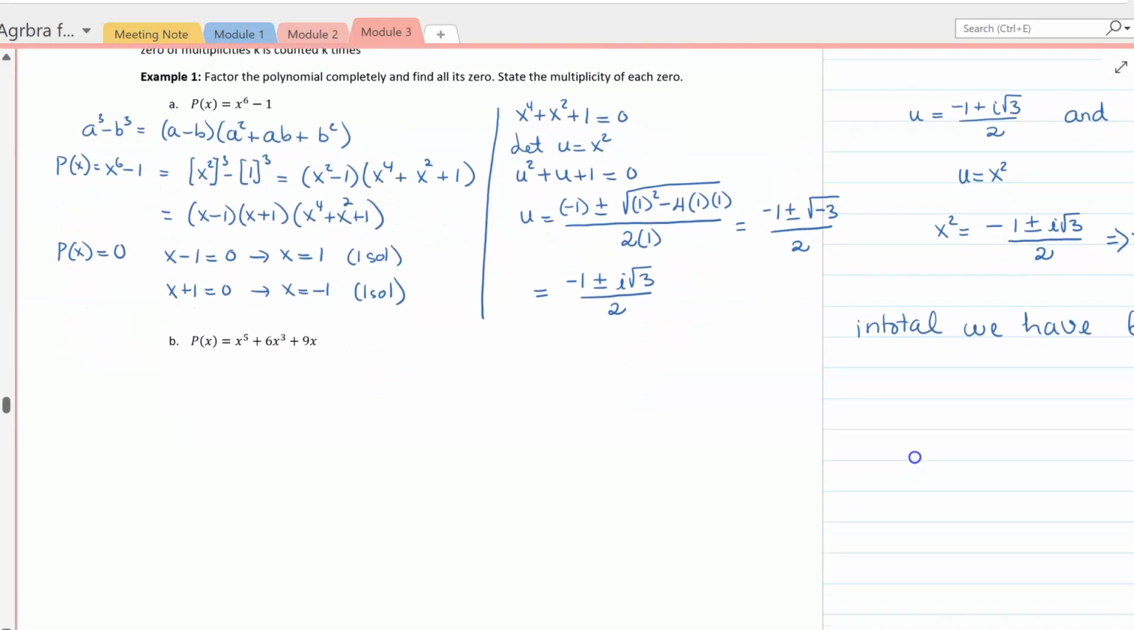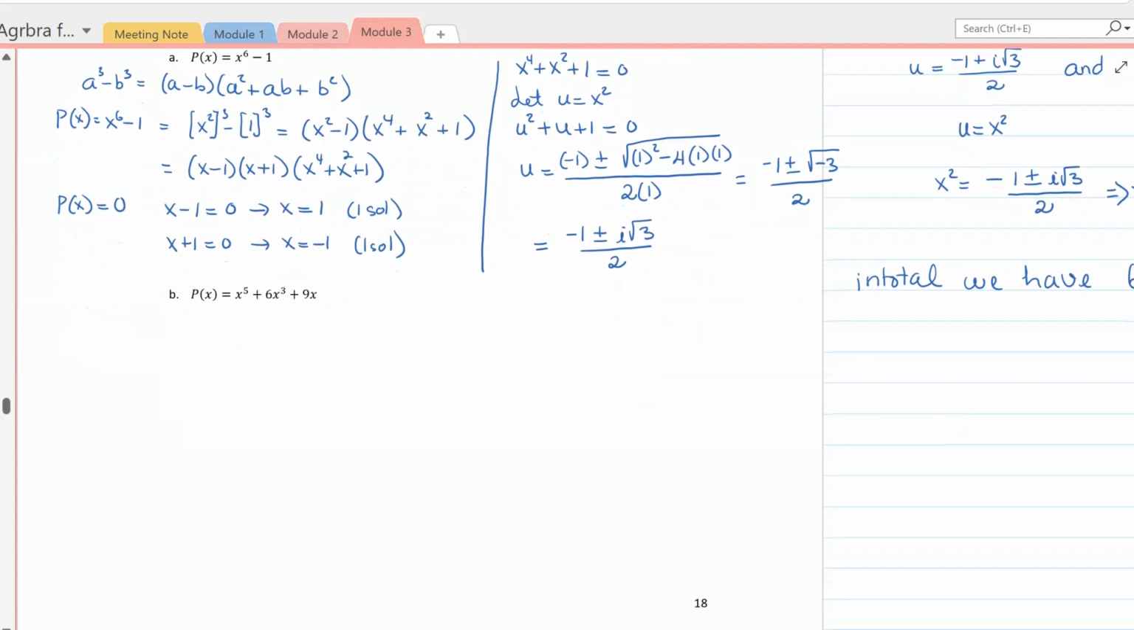Take a look at the next one. So p of x equals x to the 5th plus 6x to the 3rd plus 9x. I expect to have 5 solutions here, counting multiplicity. So first of all, let's go ahead and factor out x. So x times x to the 4 plus 6x squared plus 9.